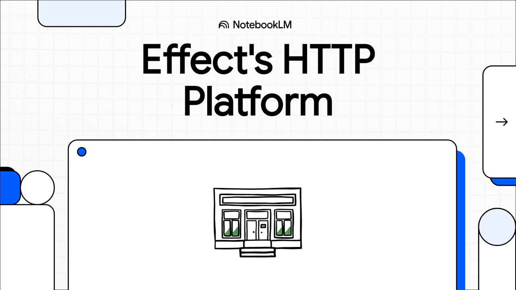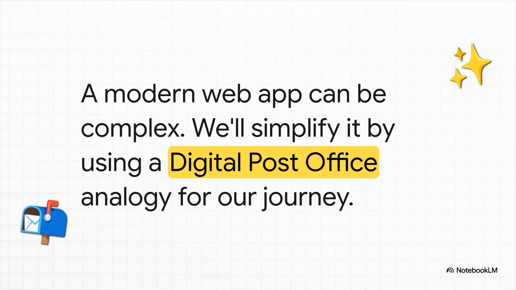Let's get into it. You know, a modern web app can feel like this giant, complicated machine. It's got 1,000 moving parts. So to make sense of it all, we're going to use a pretty simple analogy. Think of your app as a digital post office. Every single HTTP request is just a piece of mail, and our application's entire job is to receive it, sort it, process it, and then send back a reply.